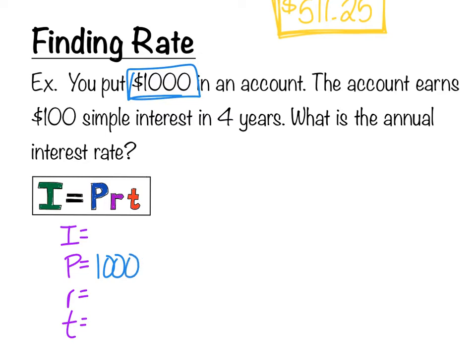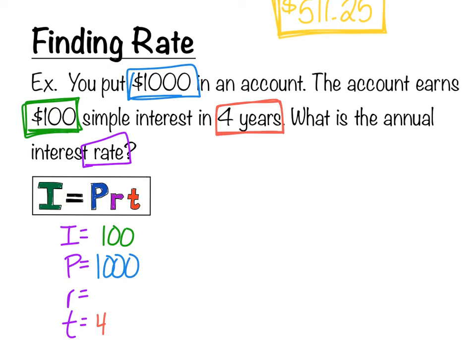It says the account earns $100 of interest. Okay, so that's I here. So we put $100 in for I. Last time we didn't have I, now we do. It says you're leaving it in there for 4 years. So that's our time, and it is measured in years, so I can go ahead and put 4 right there. It says, what is the annual interest rate? And remember, that is going to be written as a percent. So when we get our answer, we have to write it as a percent.